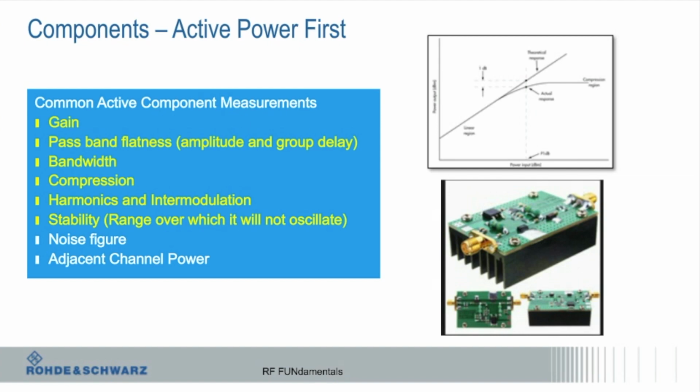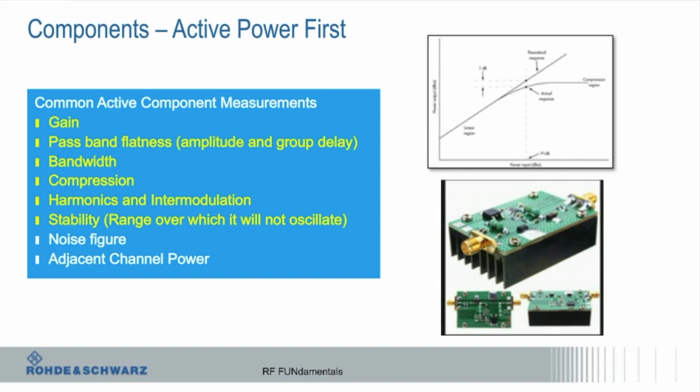Harmonics: when I put a 1 gig signal in, I'm going to get some 2 gig, some 3 gig, whatever. You're going to get harmonic signals. It's just the nature of the physics of whatever device you're making. And can you live with it, depending on what you're doing?